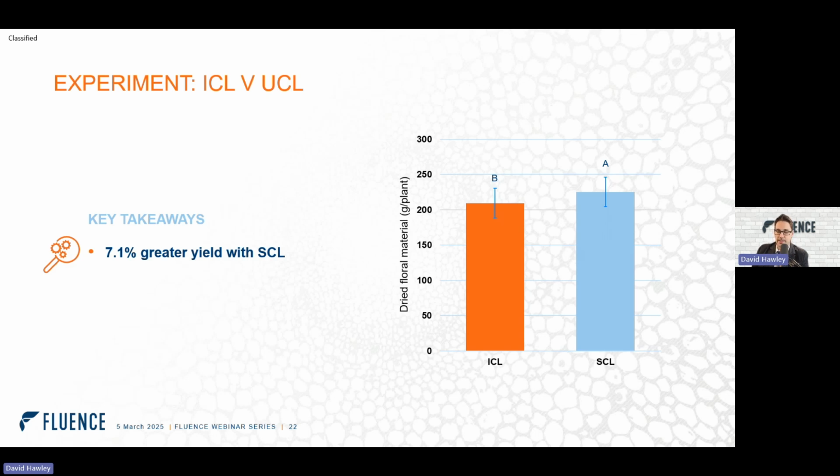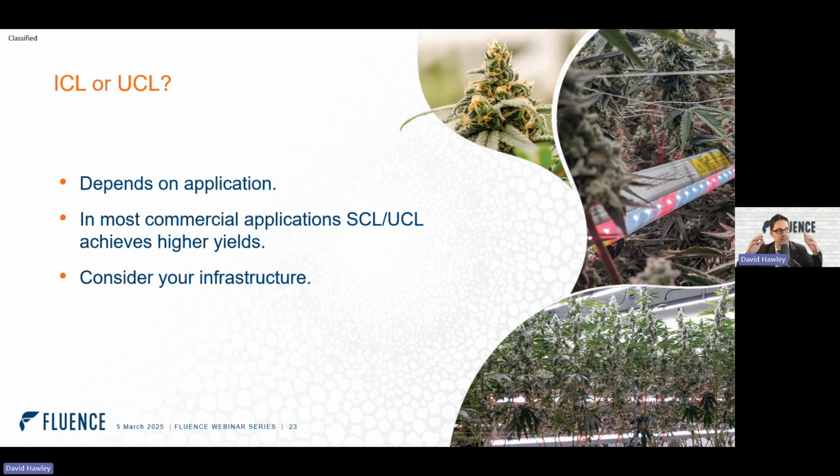Because again, like I said at the start of this webinar, it's just about delivering photons as efficiently to the leaves as possible. You have to think about what that means for your crop, right? So if you have a really, really dense crop and you have your plants spaced really close together, if you use an intercanopy light, that light may not have the opportunity to penetrate through the canopy and get to all the different plants.